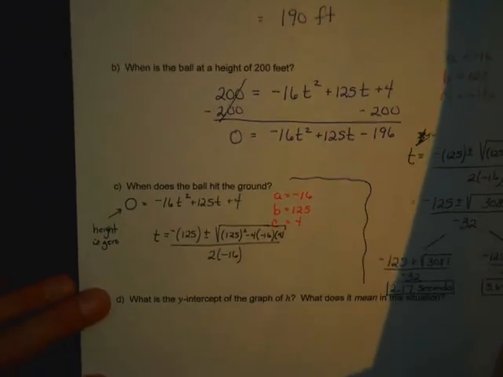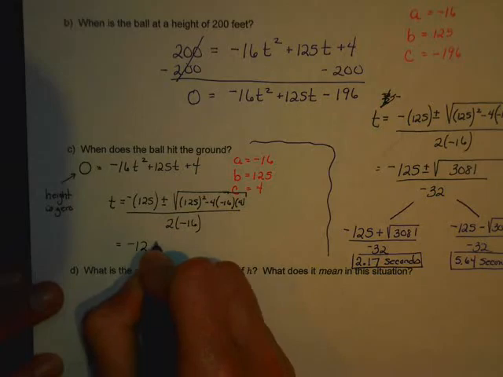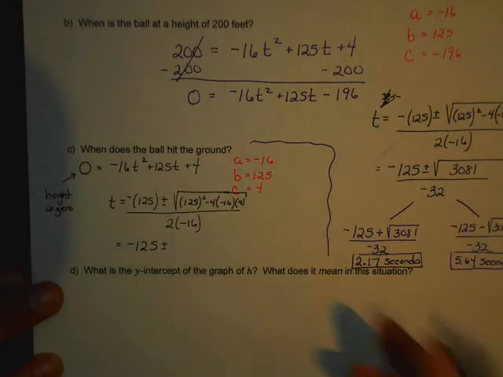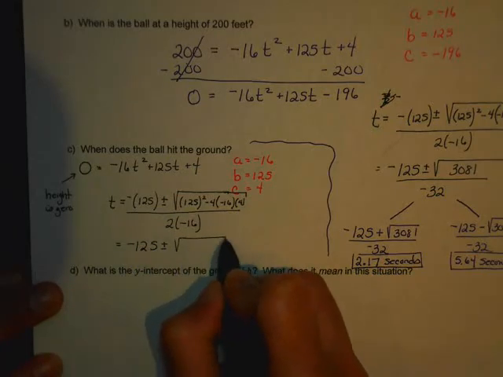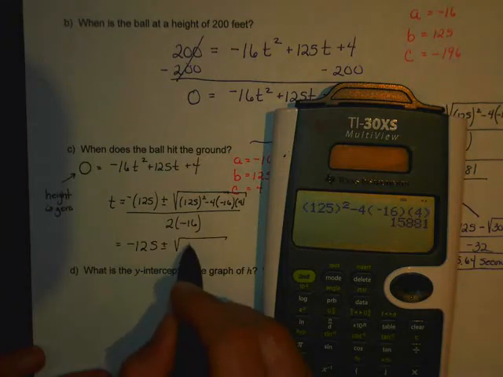Right, so let's figure out what's underneath my root symbol. Okay, so I'm going to have 125 squared minus 4 times A times C.